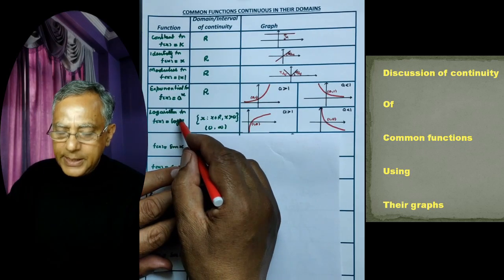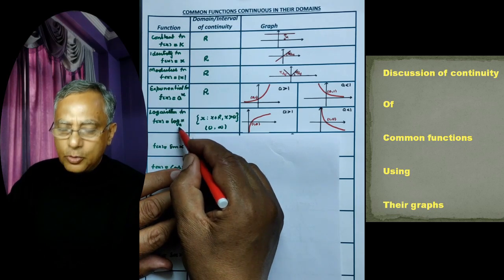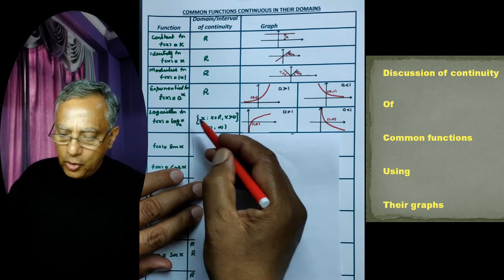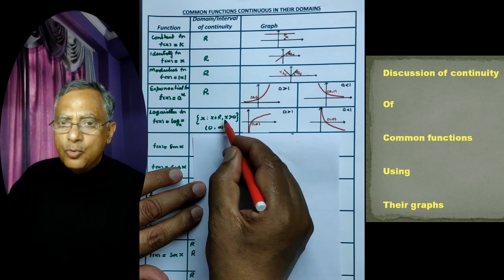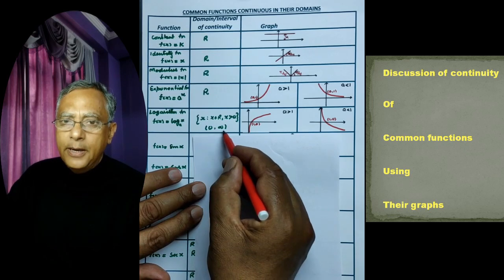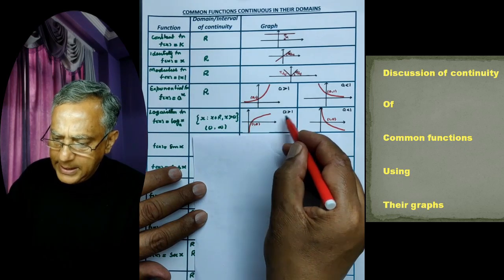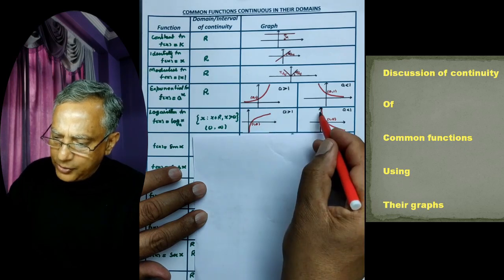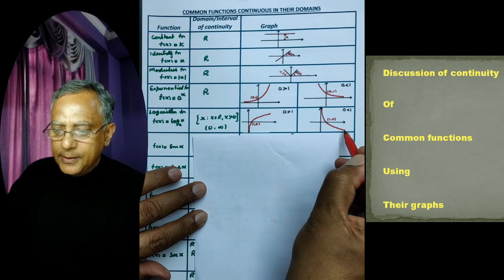Now next function is logarithmic function. f(x) is equal to log x to the base a. Domain of this function is all those real numbers which are greater than 0, that is 0 to infinity. And graph of this function for a greater than 1 is this. And graph of this function for a less than 1 is this.